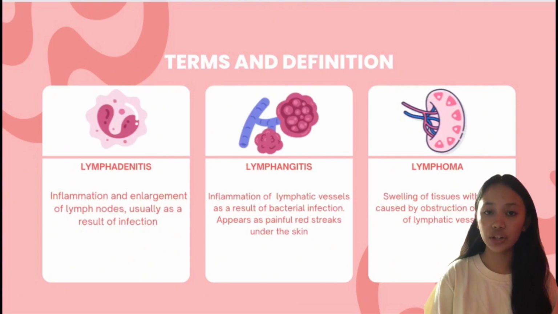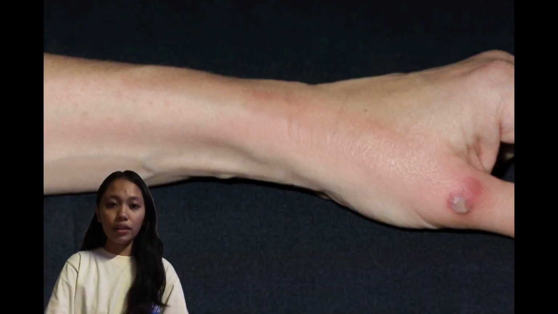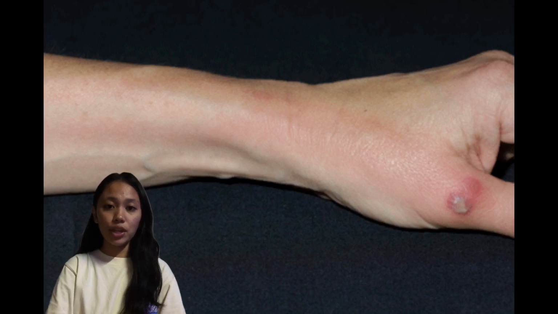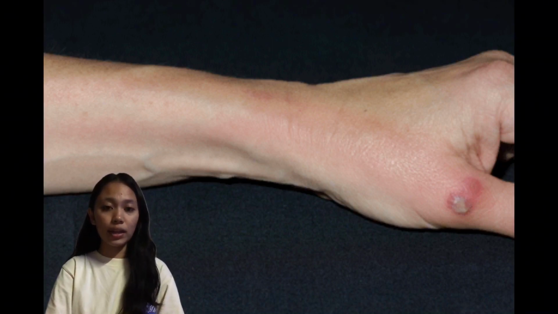Next is lymphangitis. It is an inflammation of lymphatic vessels as a result of bacterial infection. It appears as painful red streaks under the skin. Lymphangitis refers to inflammation of your lymphatic vessels. It's a complication of skin infection, but it can also occur in people with certain types of cancer and other health conditions. Lymphangitis treatments include antibiotics and anti-inflammatory medications, and this is an example of lymphangitis.